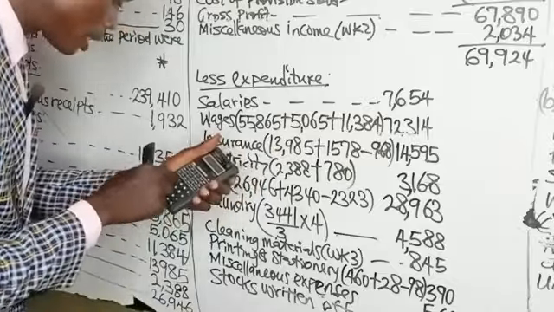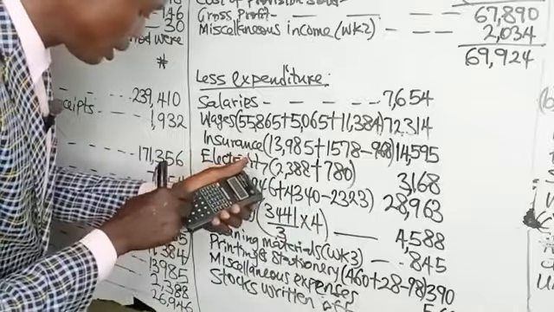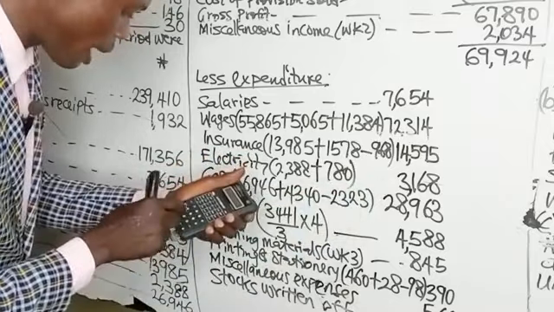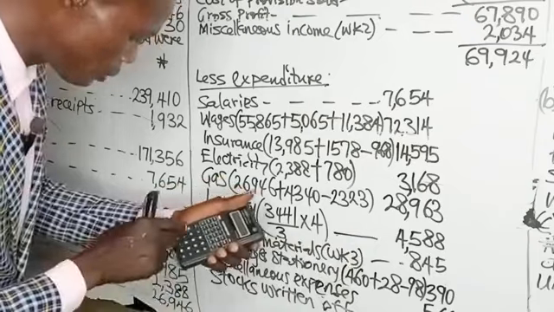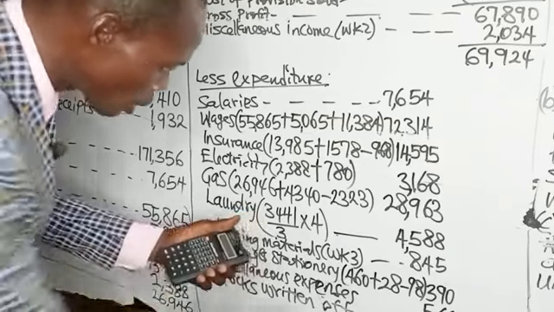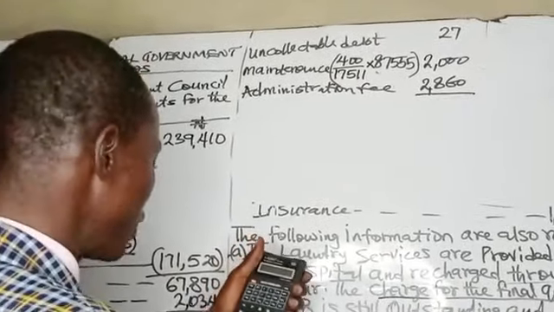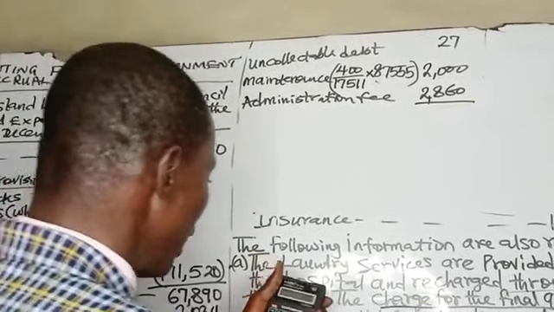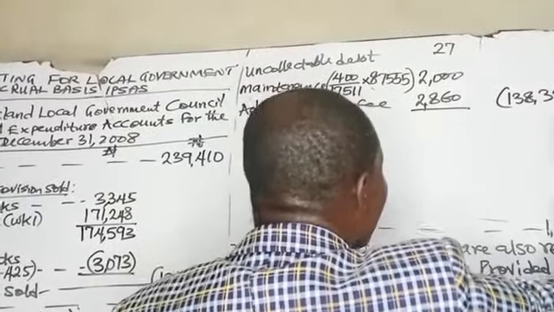We want to prepare the income and expenditure account, so we sum up all our expenditure. 7,654 plus 72,314 plus 14,595 plus 3,168 plus 28,963 plus 4,588 plus 845 plus 390 plus 566 plus 425 plus 27 plus 2,000 plus 2,860. The total expenditure is 138,395.